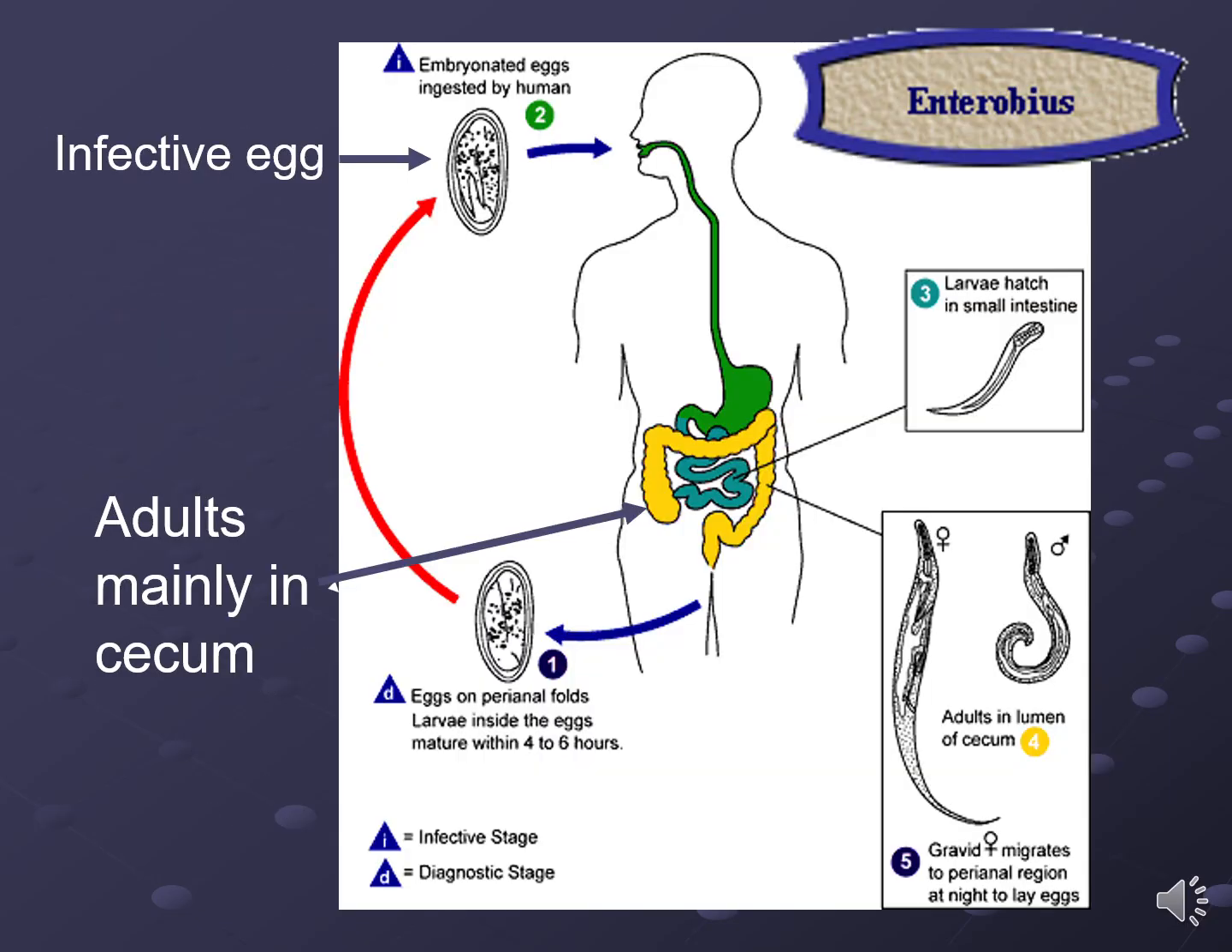The life cycle is very simple, fecal-oral, like you see here, and you can see in this drawing the adults, male and female, living in the small intestines. The female is larger than the male, and the male has a curved spicule at its tail.